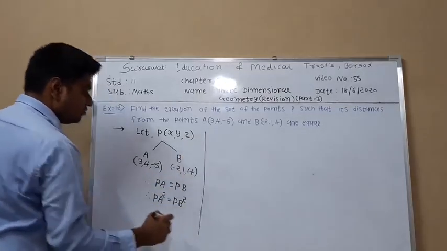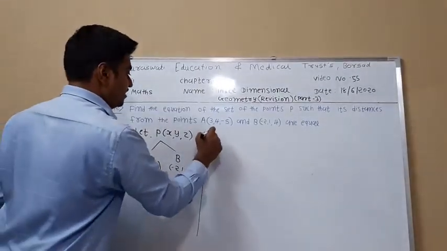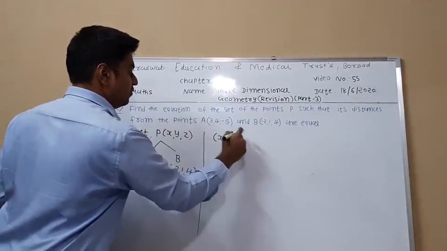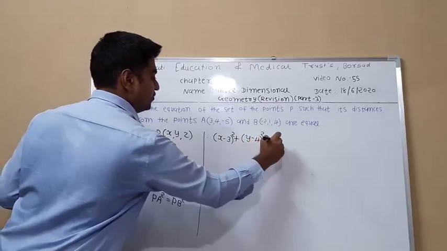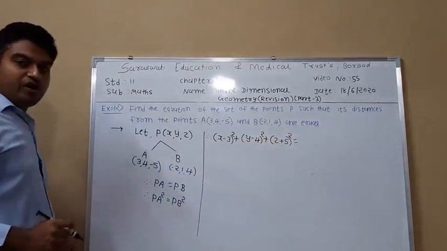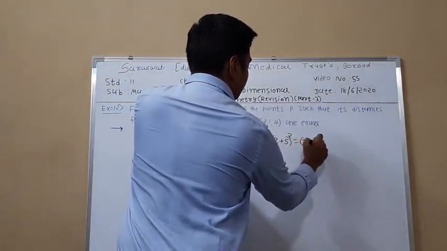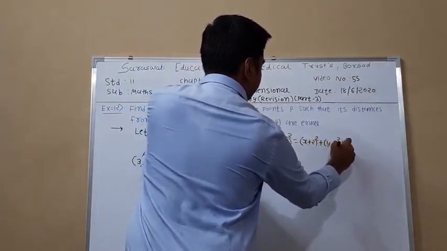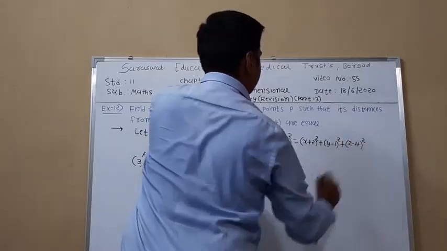Now using the distance formula, PA square, that means (x - 3) whole square plus (y - 4) whole square plus (z + 5) whole square is equal to (x + 2) whole square plus (y - 1) whole square plus (z - 4) whole square.